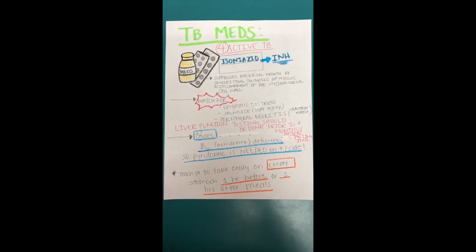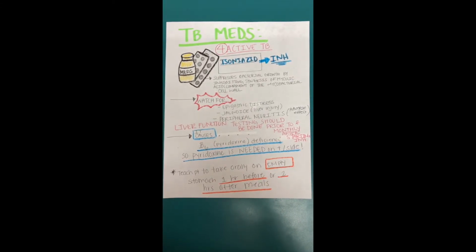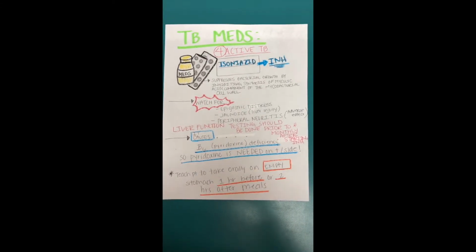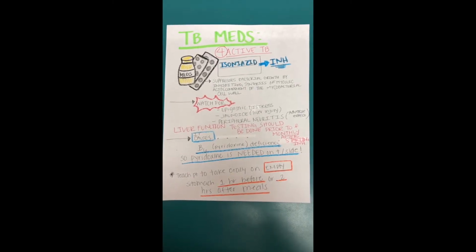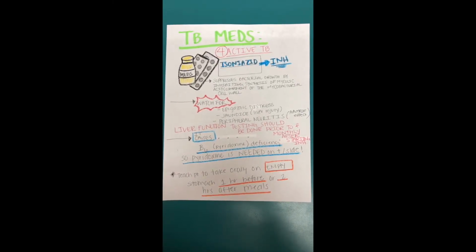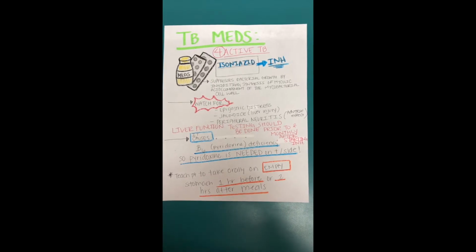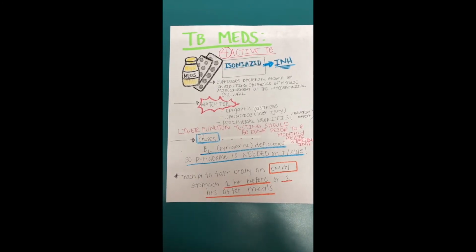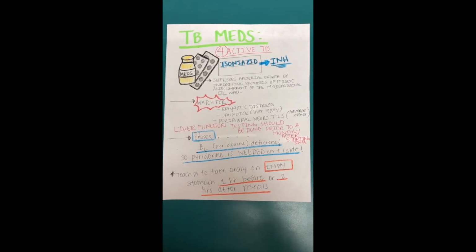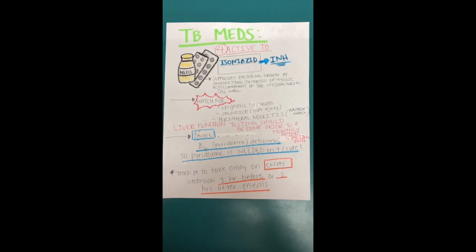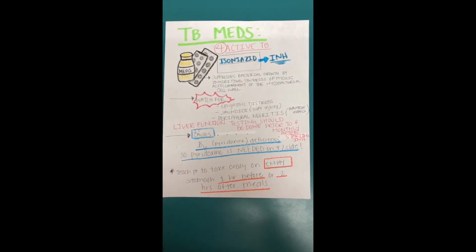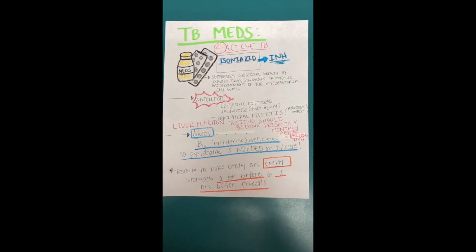First one being isoniazid. Isoniazid, also known as INH, suppresses bacterial growth by inhibiting synthesis of mycolic acid, which is a component of the mycobacterial cell wall. Important things to look out for when administering this medication is symptoms of epigastric distress, jaundice, which indicates liver injury, and peripheral neuritis, which is also an adverse effect.